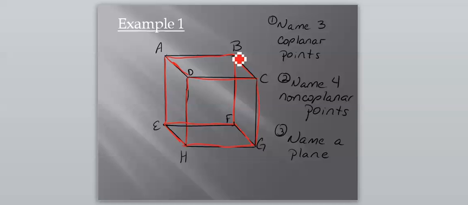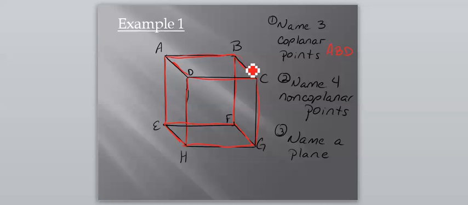So if I look at the box, I can see the top of the box has A, B, C, and D, and that represents a plane. So any 3 of those points would be coplanar. So I could say A, B, D. You could do the bottom of the box, E, H, F, any 3 of those. The left side, A, E, H, leaving D out. The right side, B, C, G, leaving out F. Any 3 of those that are on the same side.